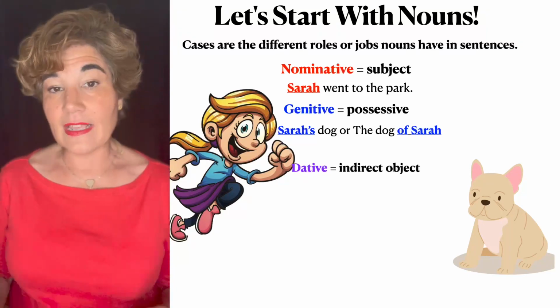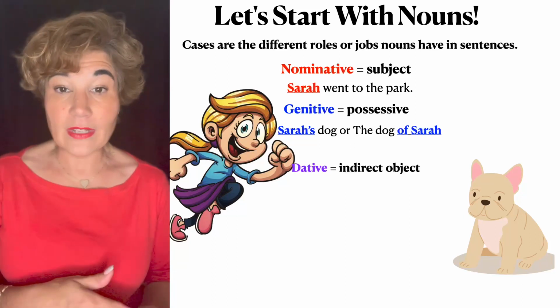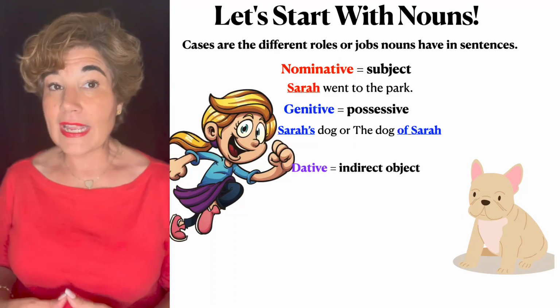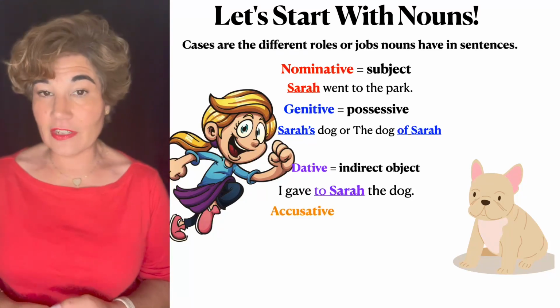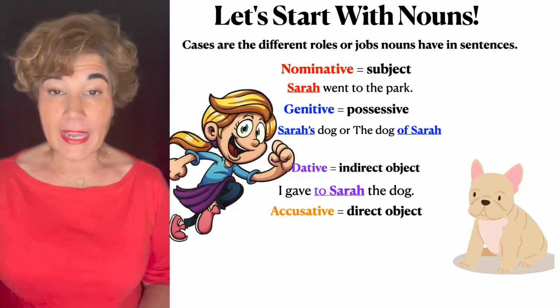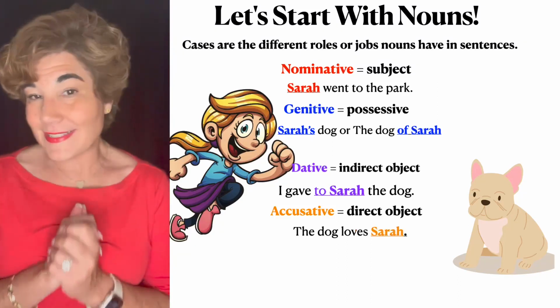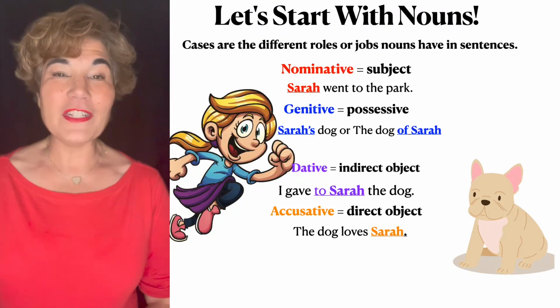Then we have dative, which is indirect object, and that's when you give something to or for somebody else. In Latin, the Latin word will not have to or for in it, but your English translation will. So, I gave the dog to Sarah. Then we have accusative, which is direct object, directly receiving the action from the verb. The dog loves Sarah. See? She got the direct action, the love from the dog.